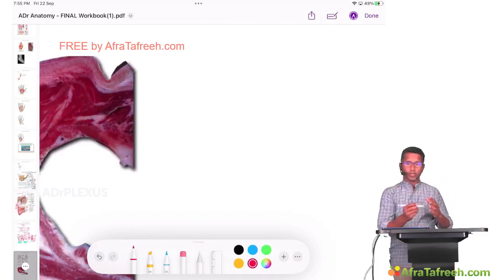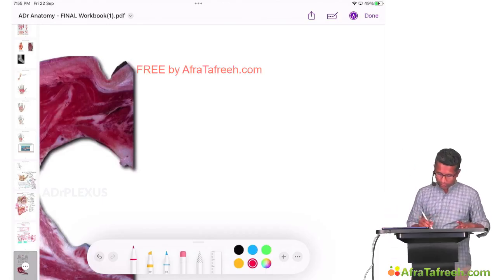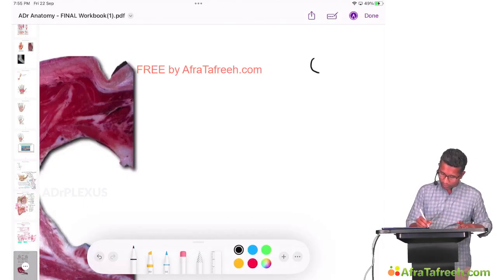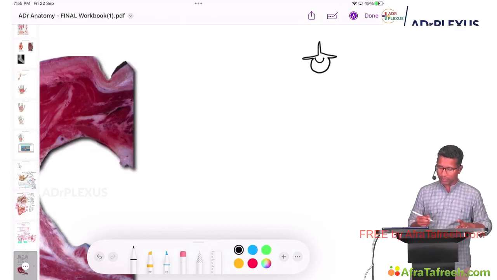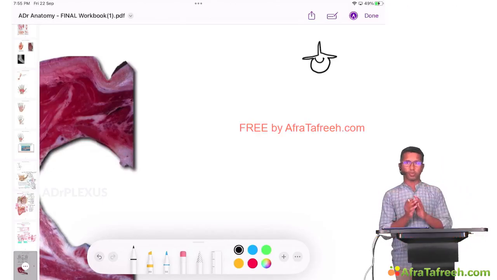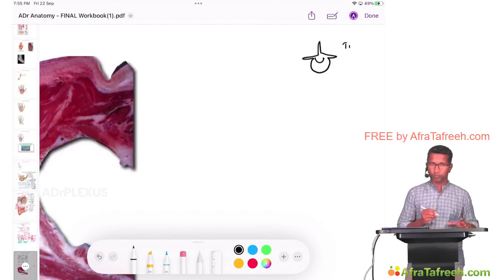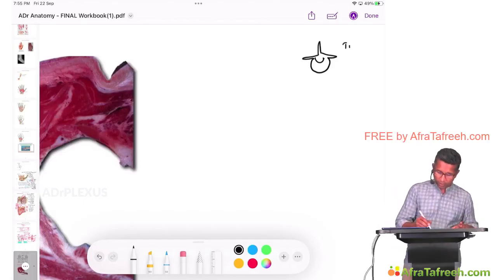If I want to draw the cross section of the axilla, I'll draw a simple diagram so that you can easily understand the structures. From the posterior aspect of the body, you have this, the vertebra. The vertebra has a body, a transverse process, and a spinous process. Let us consider this is the T1 vertebra. From the vertebra, you have the first rib.